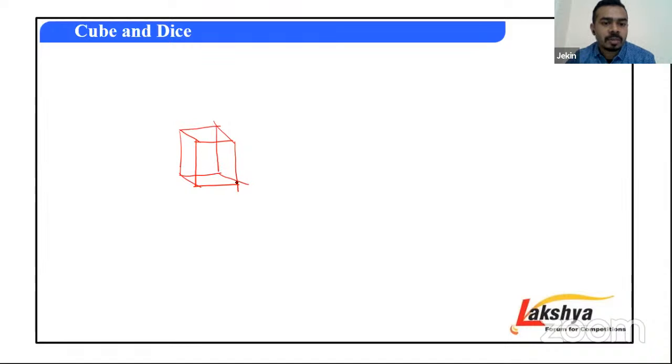Totally, there are six faces in a cube. Now you have these corners, right? There are a total of 8 such corners. So 6 faces and 8 corners is what you need to remember, nothing else.